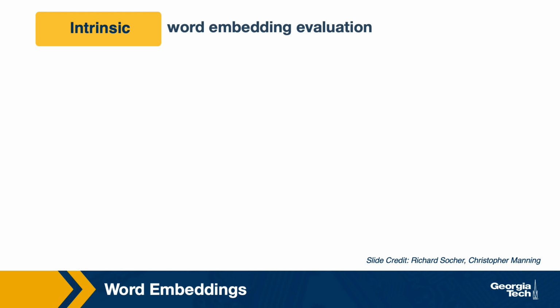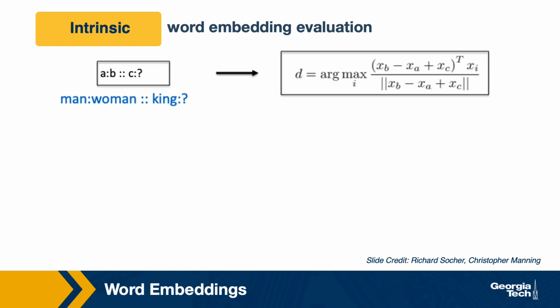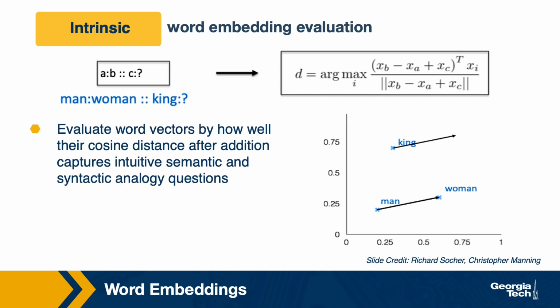One interesting example of intrinsic word embedding evaluation is the word analogy task. In this task, we have a pair of words, man and woman, and also a word, king. We want to know which word relates to king in the same way that woman relates to man. We observed that the trained word embeddings have the following property.